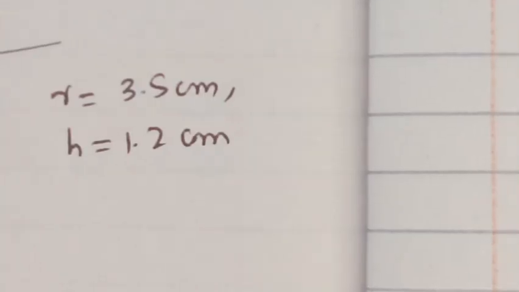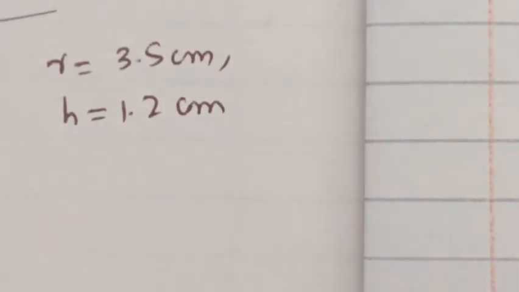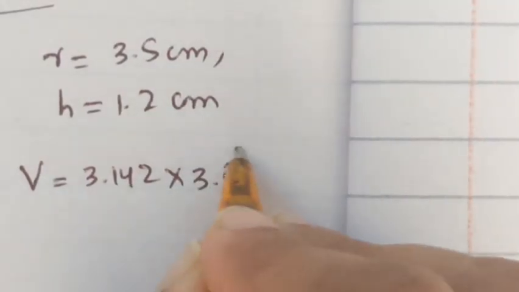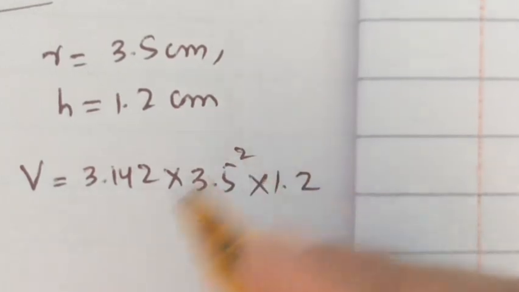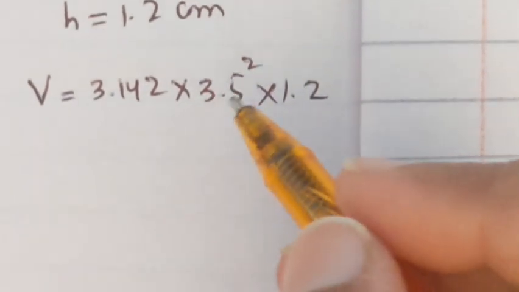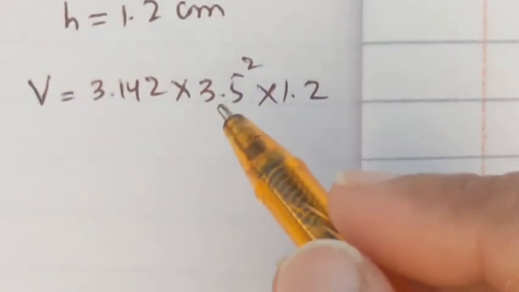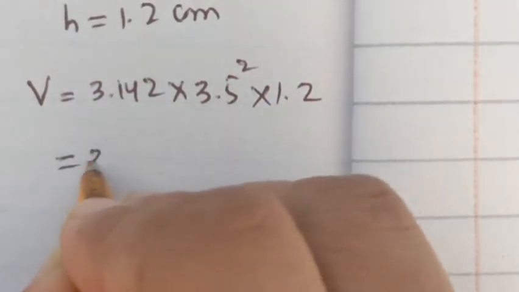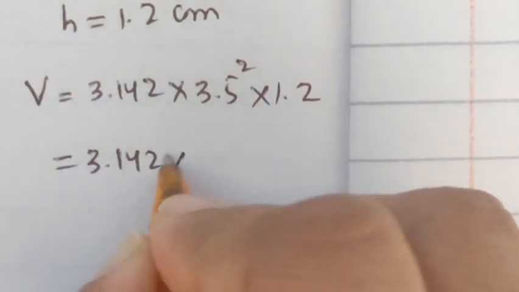Now the next question: let's say the radius is 3.5 centimeters and the height is 1.2 centimeters. So the volume is going to be 3.142 multiplied by 3.5 square multiplied by 1.2. First of all, we will find the square of 3.5. So 3.5 multiplied by 3.5 is equal to 12.25.